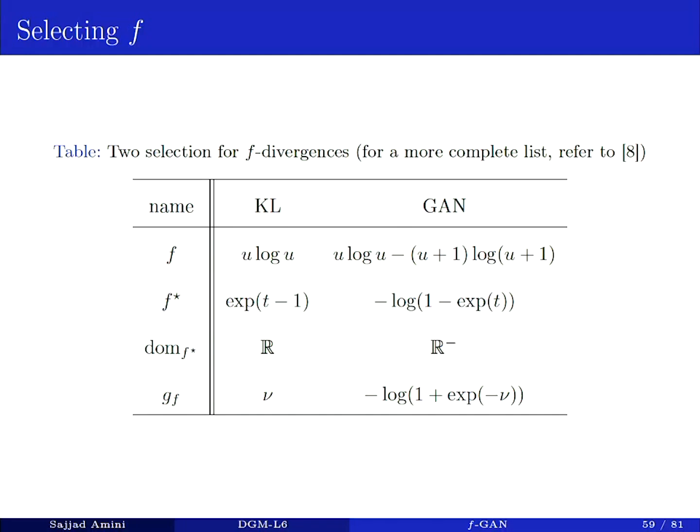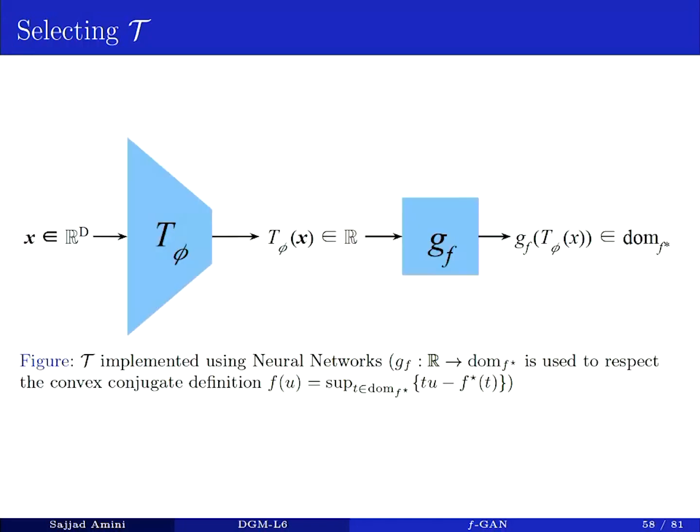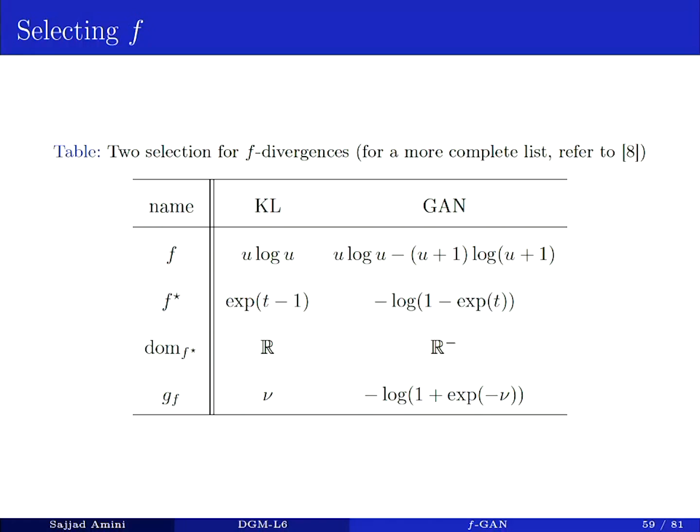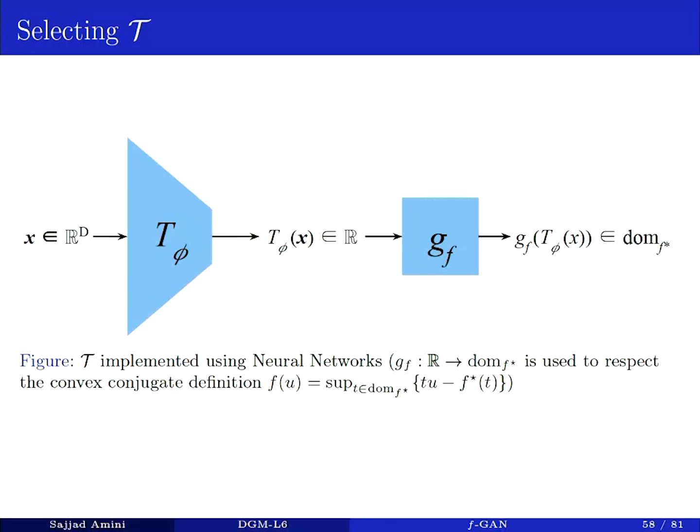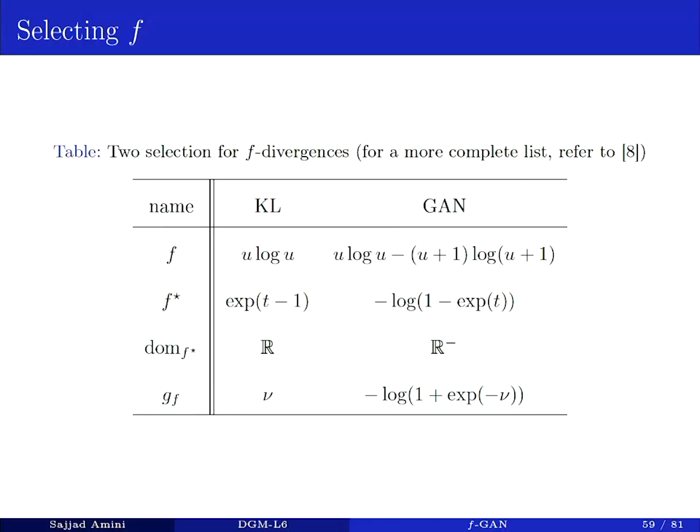F is u log of u. F star is exponent of t minus 1. The domain of f star is R, so you have no limitation here, and you do not need this g of f. And g of f, as you see, is the identity function because you have R here, and the output of this function is in R, so you have nothing to do with the output.